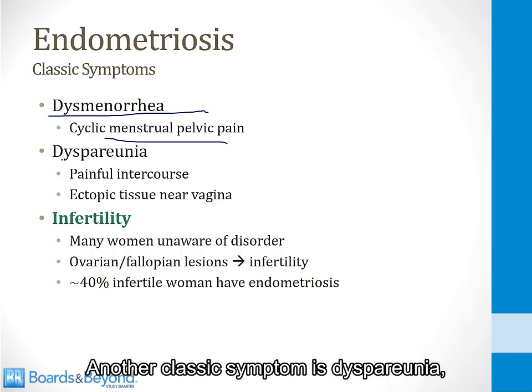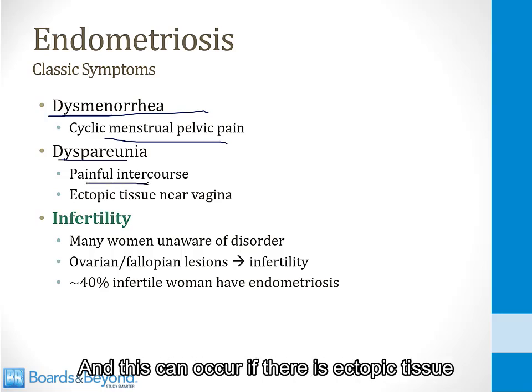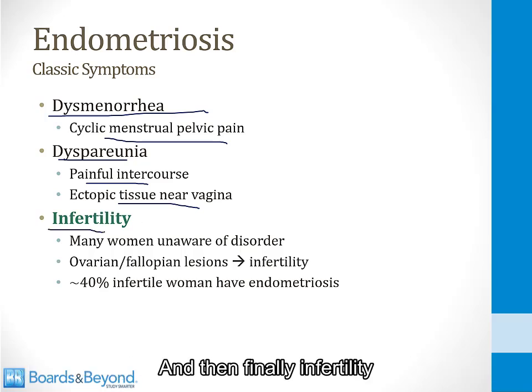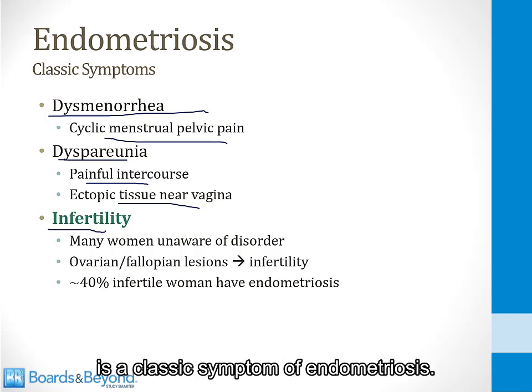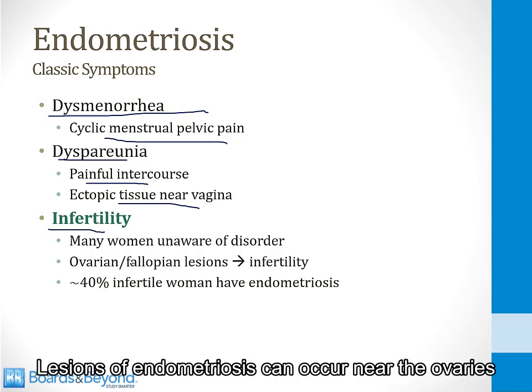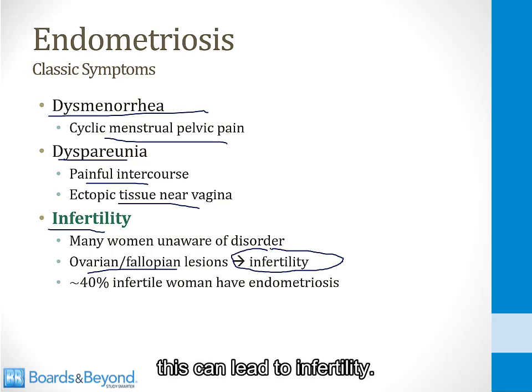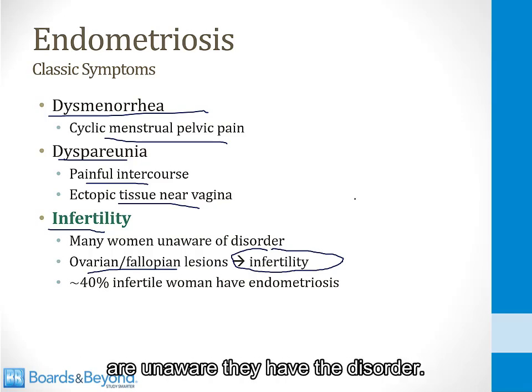Another classic symptom is dyspareunia, which is painful intercourse, and this can occur if there is ectopic tissue near the vagina that can be disturbed during intercourse. And then finally, infertility is a classic symptom of endometriosis. Lesions of endometriosis can occur near the ovaries or fallopian tubes, and through poorly understood mechanisms, this can lead to infertility. And many women who have endometriosis are unaware they have the disorder.